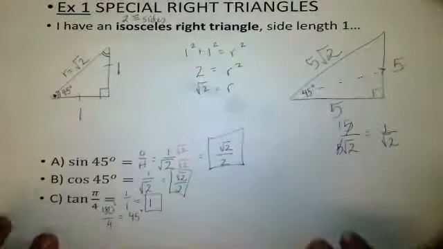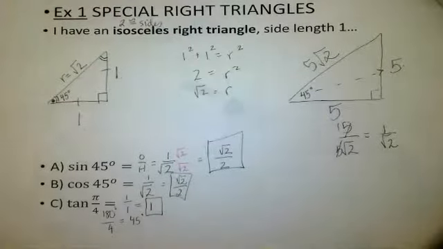Okay, nice. So special right triangles are kind of cool, and we can make that triangle any size we want by multiplying or, in fact, dividing, okay? And so now we move on to the unit circle.